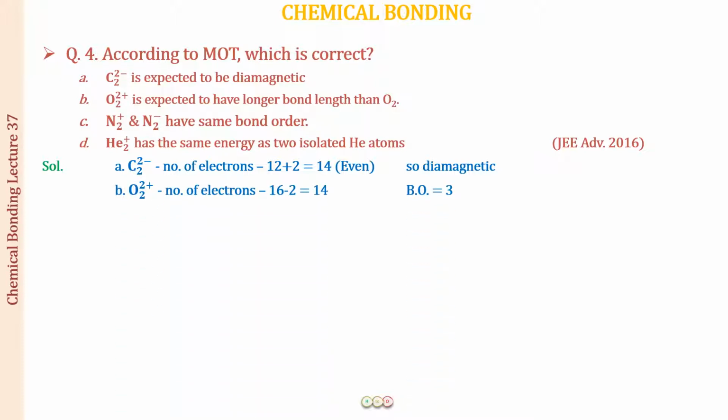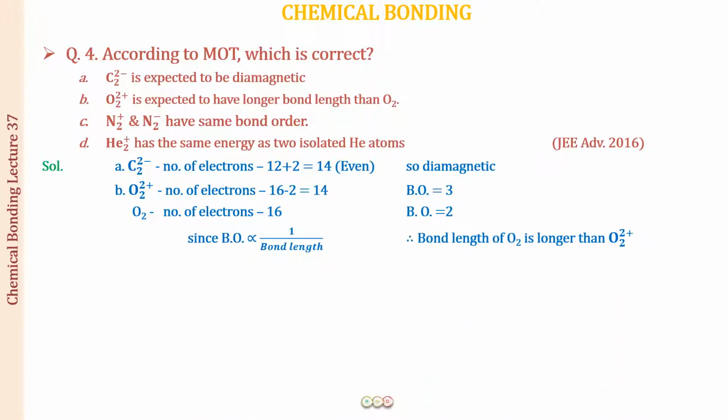So, O2 2+, this is going to have number of electrons to be 14 and the bond order is going to be 3. Now, when the number of electrons is 16, in O2, the bond order is 2. So which has a higher bond order? Well, O2 2+ has a higher bond order, and the bond order is inversely proportional to bond length. So the bond length of O2 is going to be longer than O2 2+. What do we expect? Well, is it right? So no, this choice is going to be incorrect.